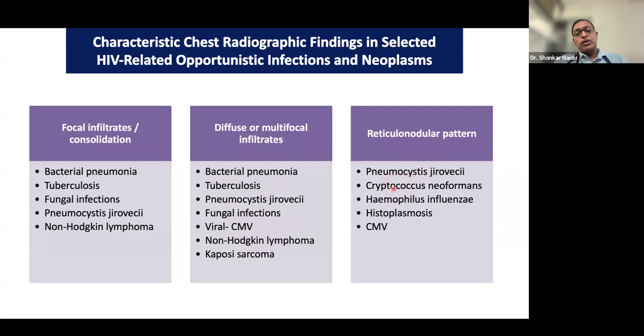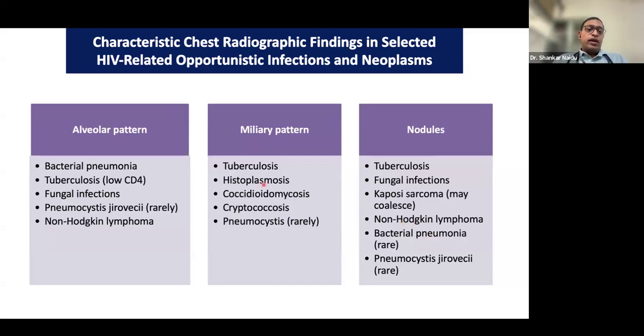And other than that, cryptococcus and Haemophilus influenzae and histoplasmosis and CMV can also have reticular nodular pattern of X-ray findings. Then alveolar pattern, again, the common would be bacterial pneumonia, then tuberculosis, and fungal infections like aspergillosis or cryptococcosis can have alveolar opacities. Then Pneumocystis jirovecii rarely can present with alveolar opacity, and non-Hodgkin's lymphoma.